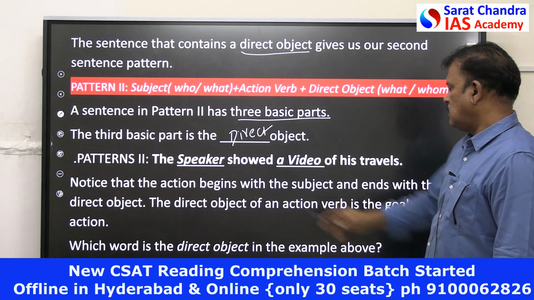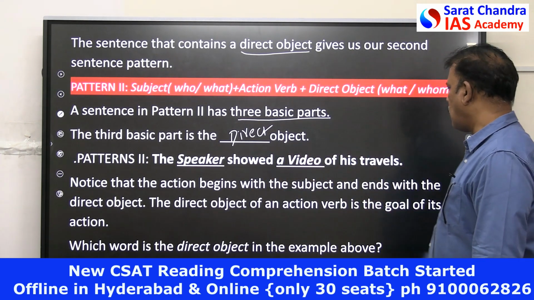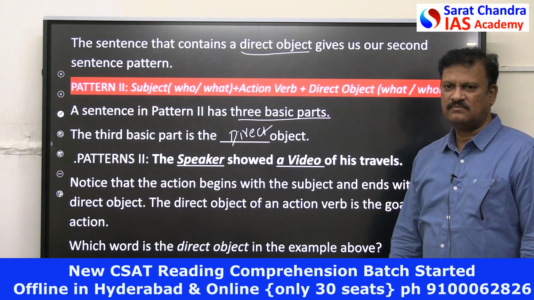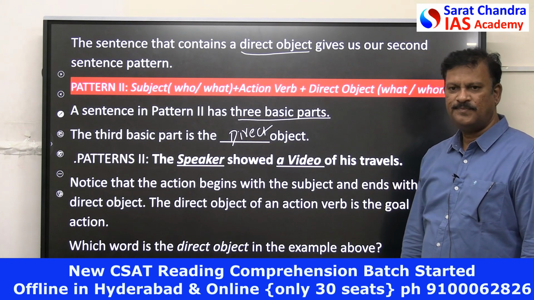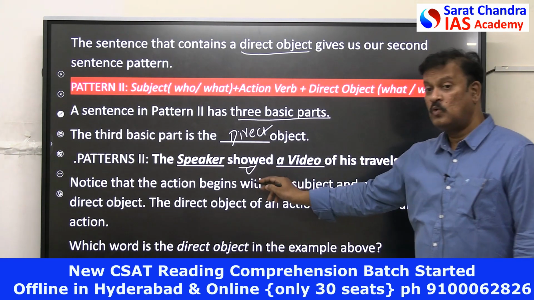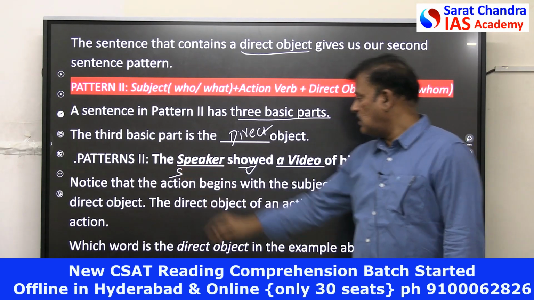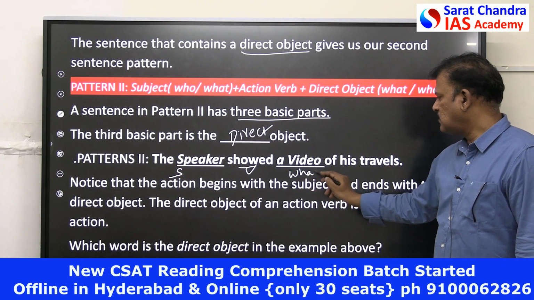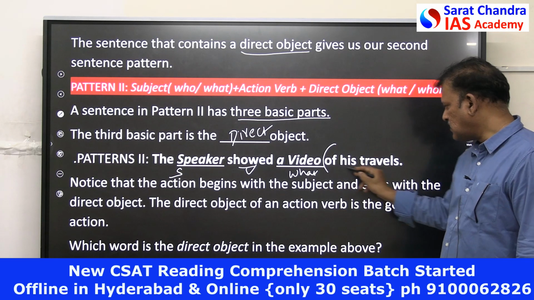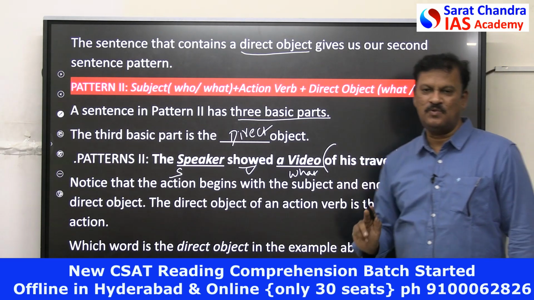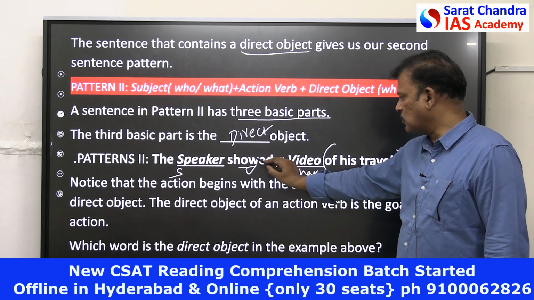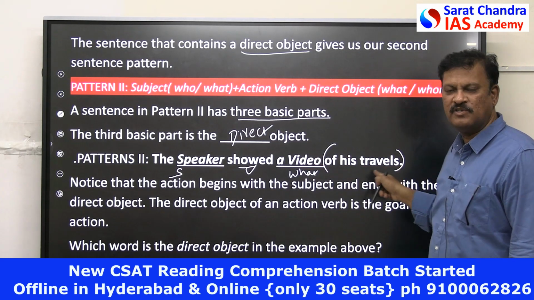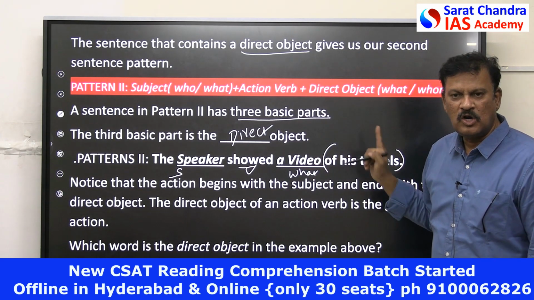Okay. The speaker showed a video of his travels. Do you find any extra information here? Where is the verb? Who? And what? And this is the preposition and close it. Now if I ask you what is the direct object of showed, what would you show me? This one or this one? Video or travels? Which one is the direct object? Don't look at the extra information.